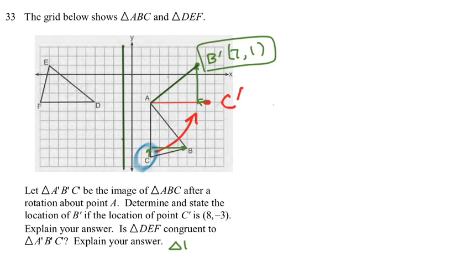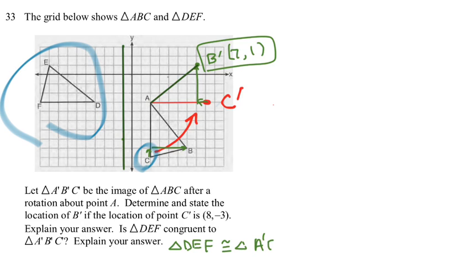Now we need to see that A prime, B prime, C prime is in fact congruent to triangle EFD. In fact, the answer is indeed yes, because they are a reflection over the line x equals -1. By the reflection.